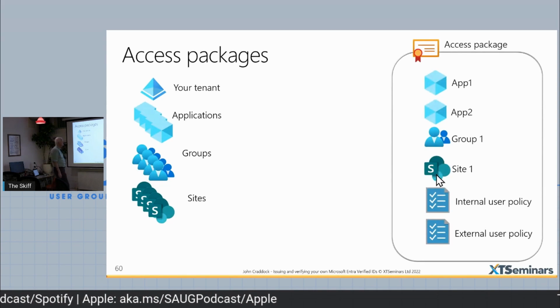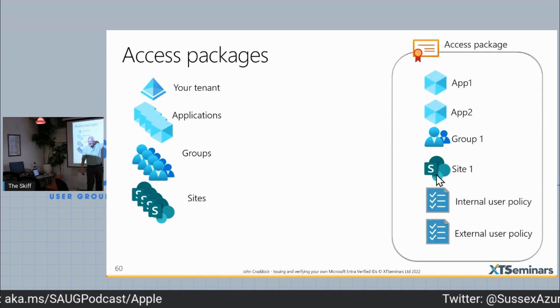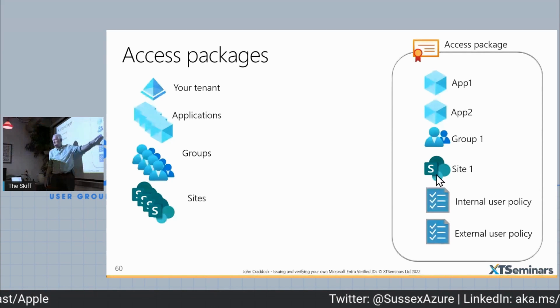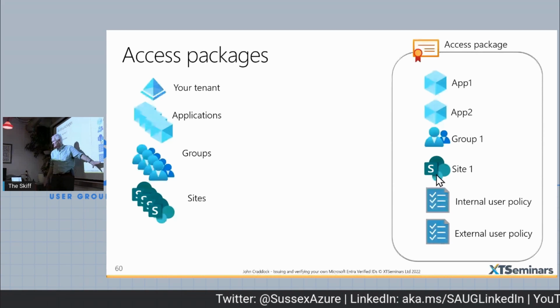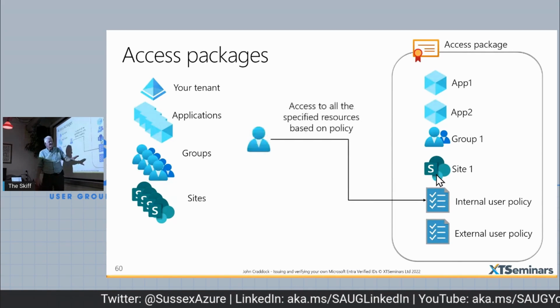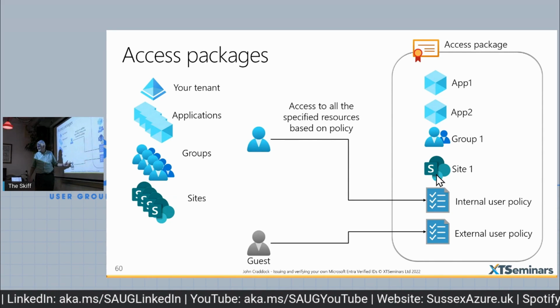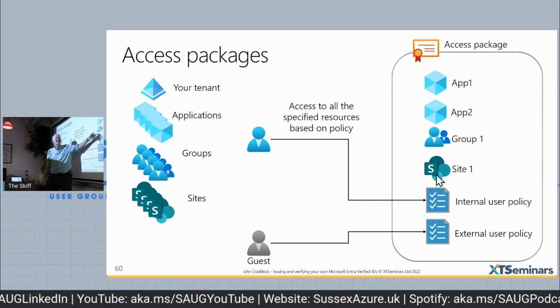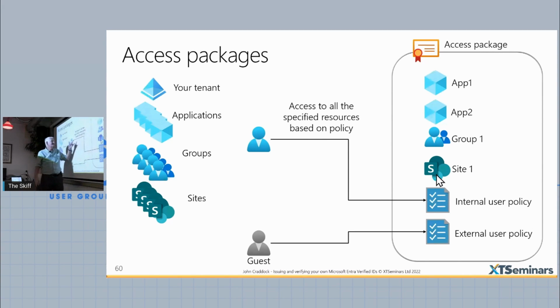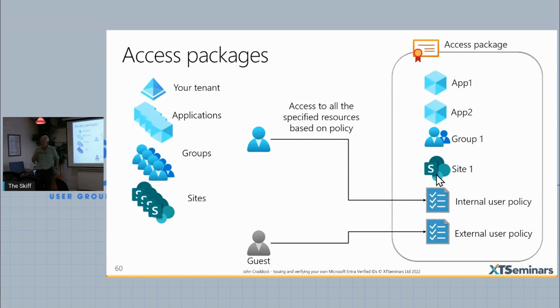So what you can do is generate an access package which has the resources that a user should be allowed access to. There's an internal user policy and an external user policy. So if you bring in a guest, the policy applies and gives them access to this lot. If they're an internal user, again, they come in and get access. You need a P2 license because you need governance for this. The beauty of this is that it has been designed for delegation.